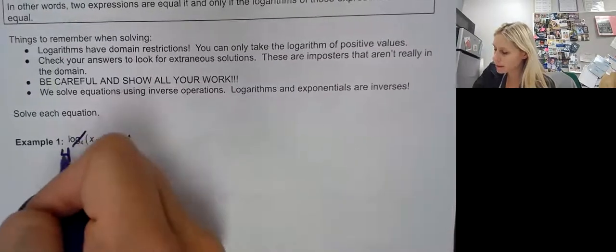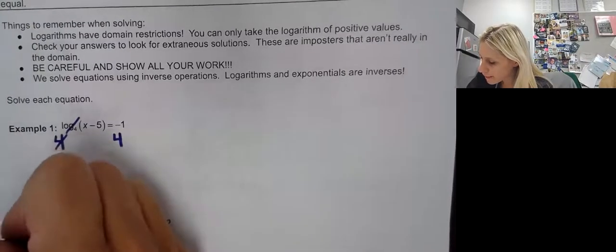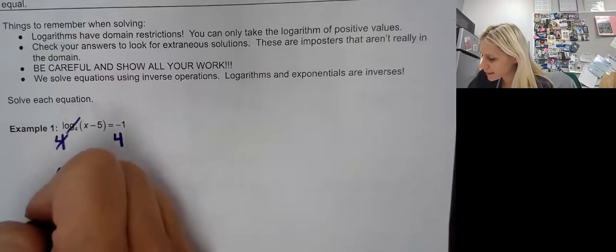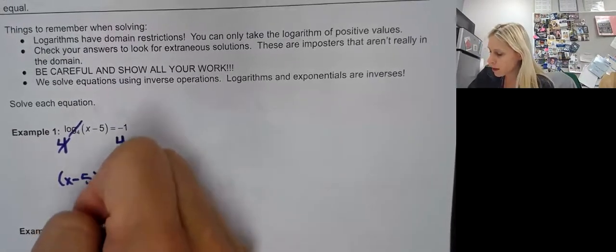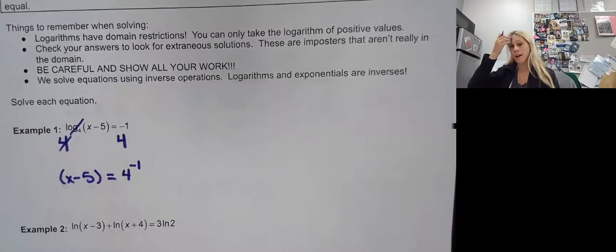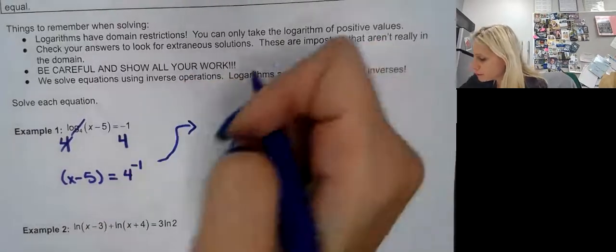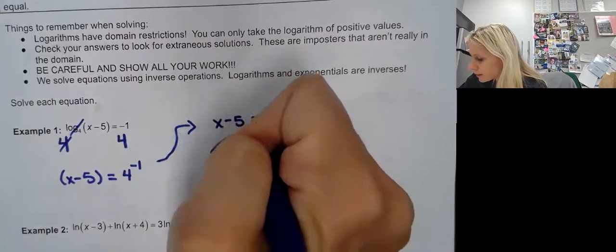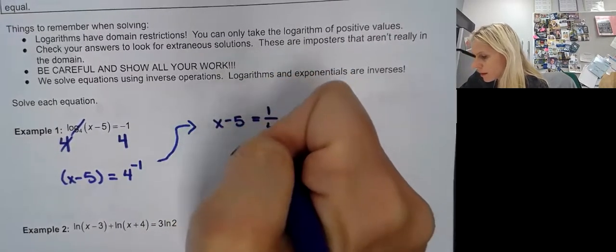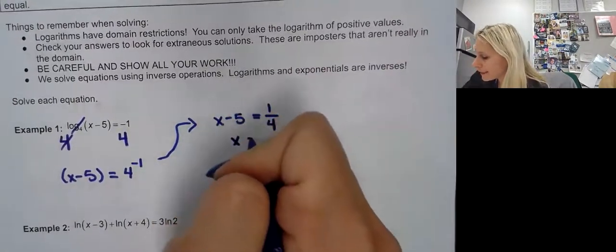Okay, so these two cancel, and we're left with x minus 5, I guess I didn't need the parentheses right there, equals 4 to the -1. All right, before I move that 5 over there, what is 4 to the -1? Well, 4 to the -1 is a fraction, right? So we have x minus 5 equals 1/4. Now, how do you get x by itself? We add 5 to both sides.